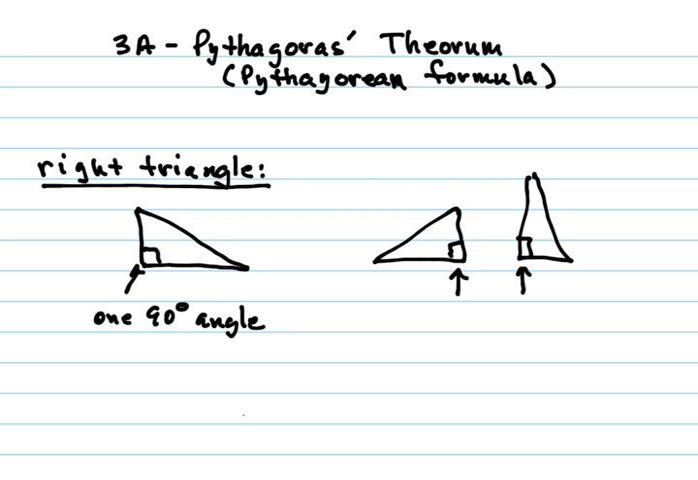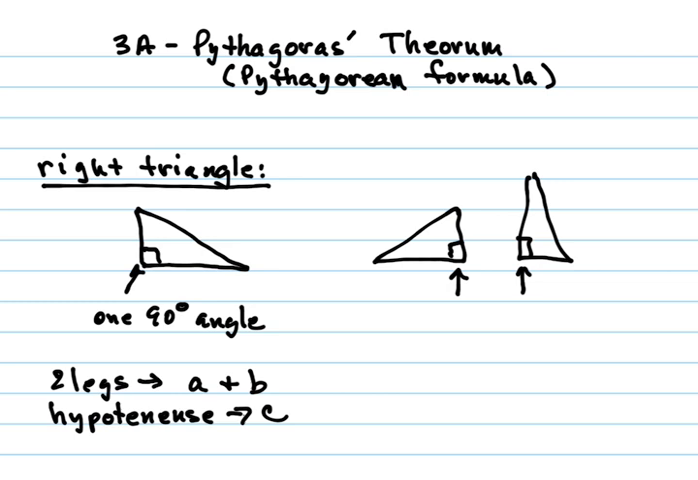There are things that you need to remember about a right triangle. We have two legs, and we label those A and B. And we have what's called the hypotenuse, which we always call C. Now the legs are interchangeable. It doesn't matter which one is which because they're both legs. But the hypotenuse is different, and so you must make sure that you get the right one for the hypotenuse.